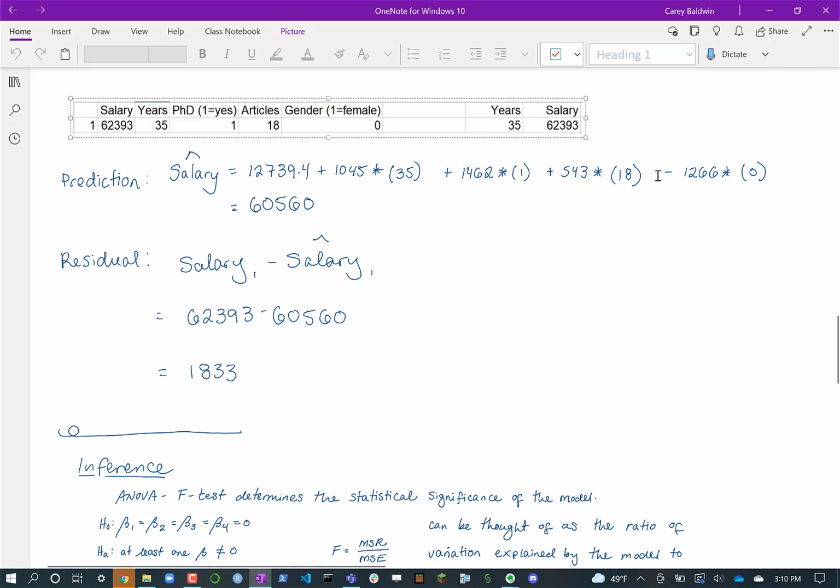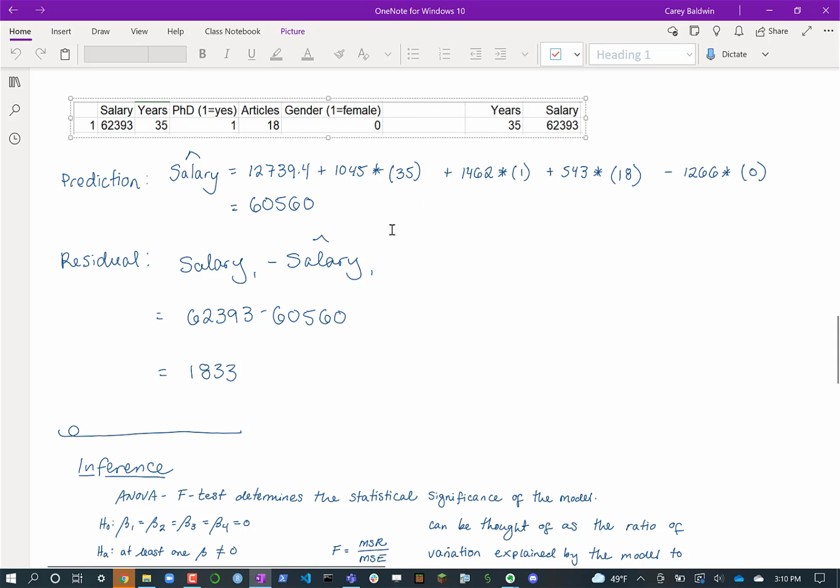Notice that the negative 1,266 actually was not factored in because we multiplied by 0, right? Because this person is male, they actually make $1,266 more than females. So we don't have that subtraction that we would have if this person were a female.